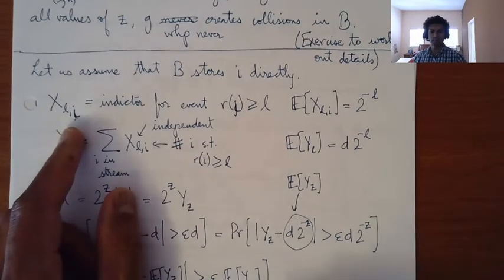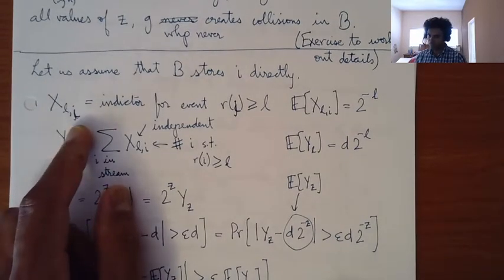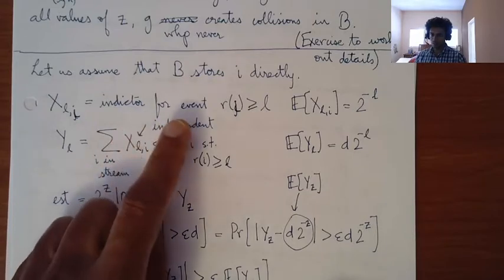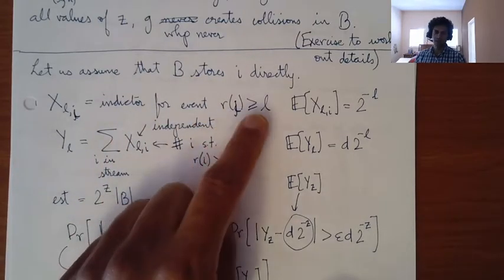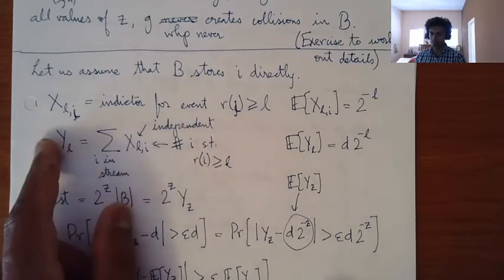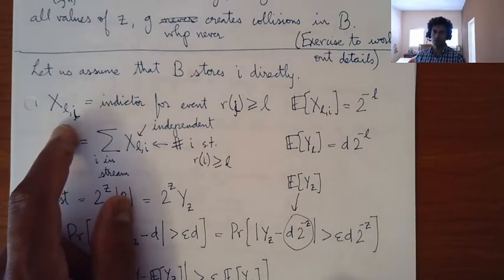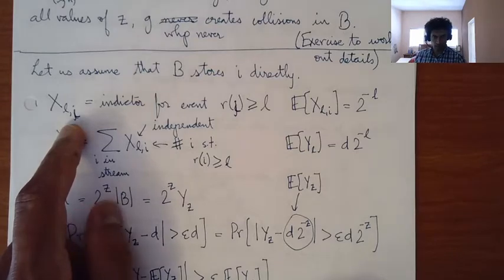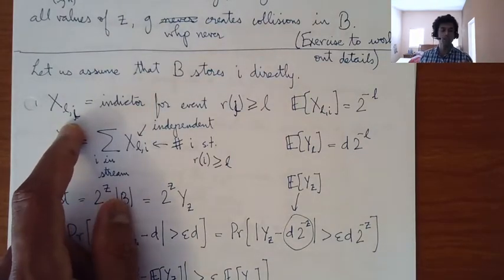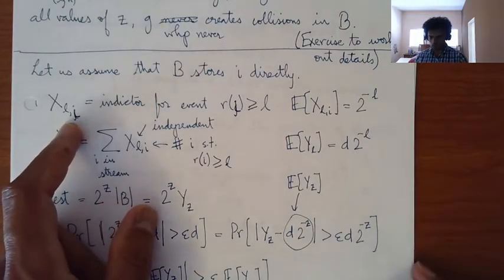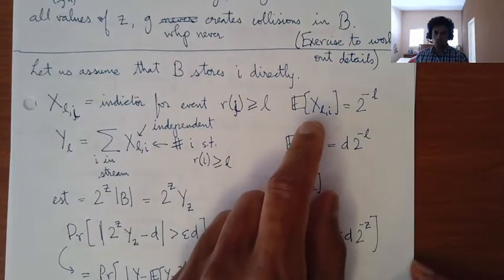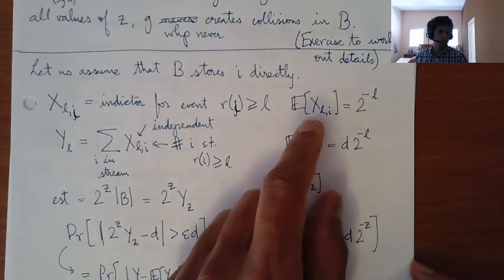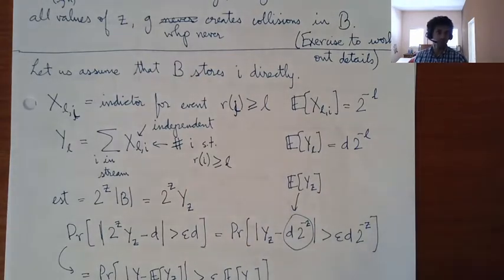Let's consider the indicator random variable X_{L,I}. This is the indicator for the event that R of I is greater than or equal to L. So I'm going to assume full independence on the X_{L,I}'s; in general you only need pairwise independence for this analysis to work. What is the expectation of X_{L,I}? It's 2 to the minus L. And this is something that we discussed before, because this is just the number of trailing zeros being at least L.